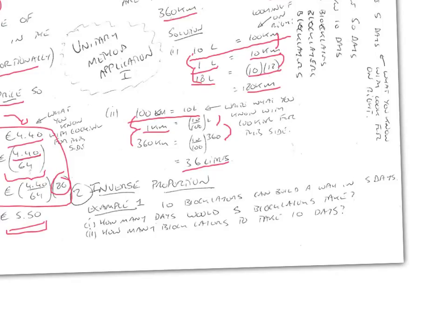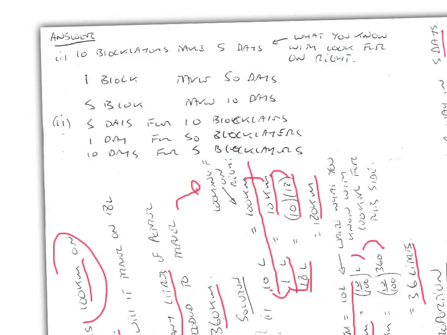Let's use the unitary method to solve an inverse proportion problem. So here's the example. 10 block layers can build a wall in 5 days. How many days would 5 block layers take, and how many block layers would it take to build it in 10 days? So we always start by writing what we know.